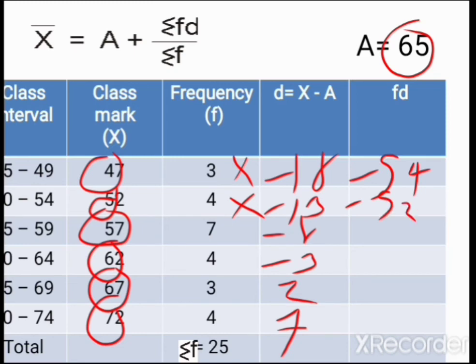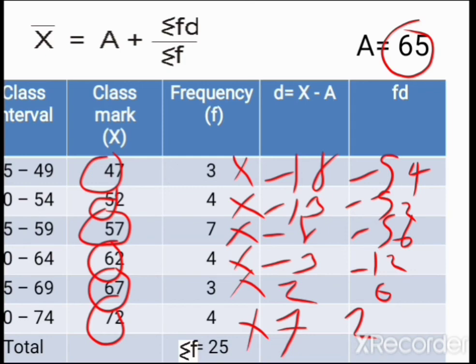The next one is 7 times minus 8. What's the answer? Minus 56, if my memory is not failing me. 4 times minus 3 is minus 12. Then 2 times 3, that's 6. Then 7 times 4, that's what? 28.